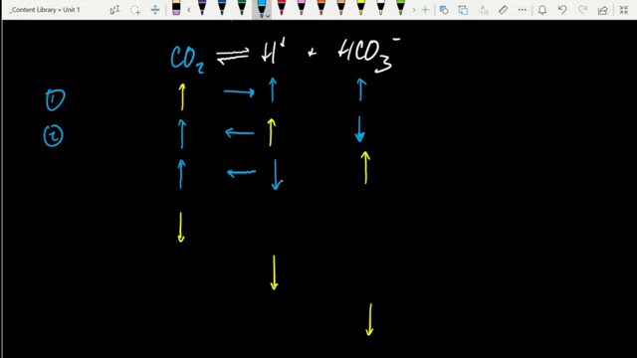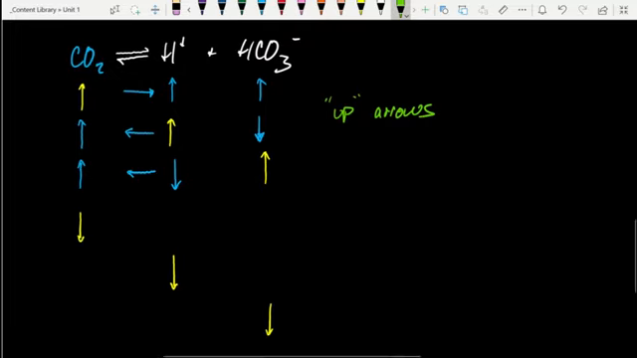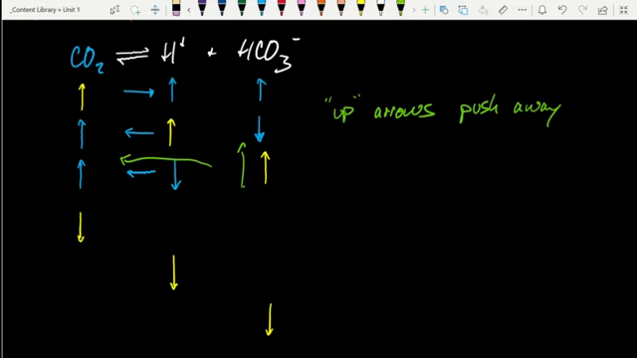Now, for all of these, one thing that's really easy to note: if the arrow is an up arrow, and I'm talking specifically about the stress, what's shown in yellow, up arrows push away. And so you can see as this goes up, it pushes in that direction. As this goes up, it pushes in that direction. That's an easy way to remember how to do this.